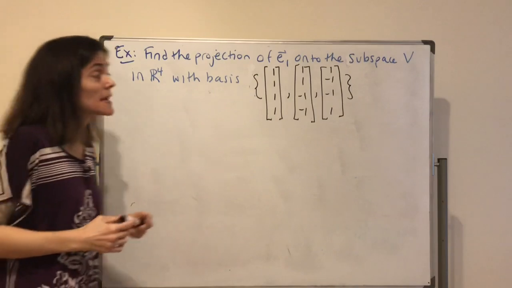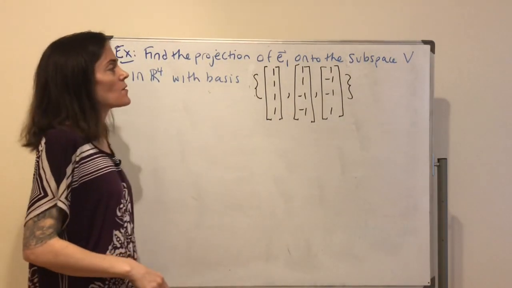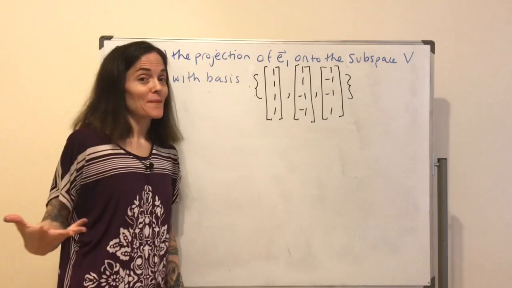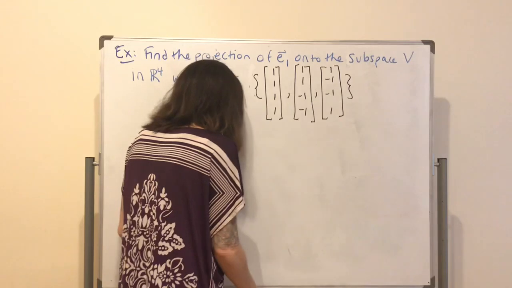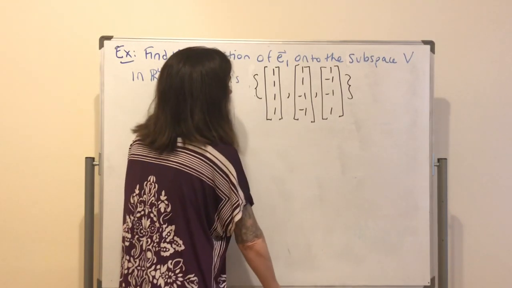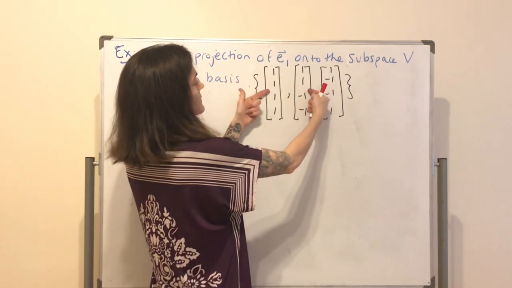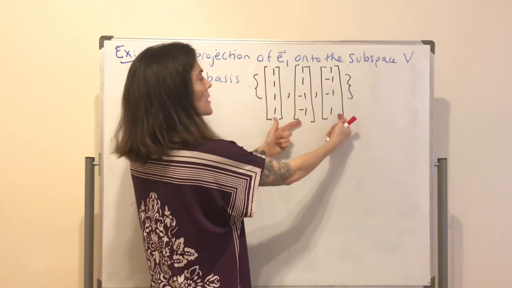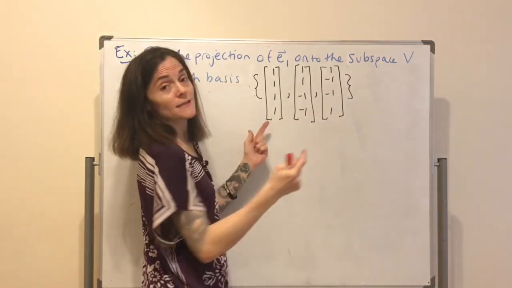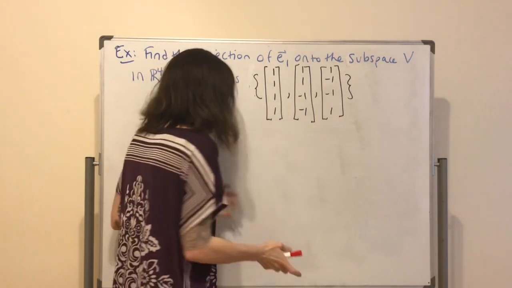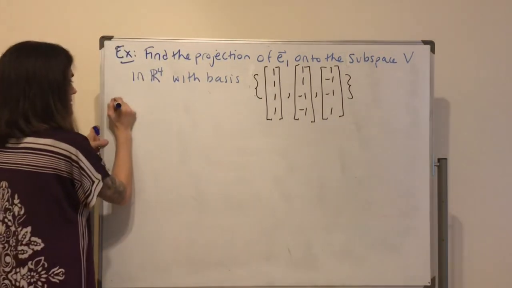Find the projection of E1 onto the subspace with this basis. Well, we know this subspace is three-dimensional. For example, we have three things. And you notice, just by looking at this, that you can quickly take the dot product of these two, you get 0. The dot product of these two, you get 0. And then the dot product of these two, you get 0. So these are orthogonal. But then, to get an orthonormal basis, we have to go one more step.